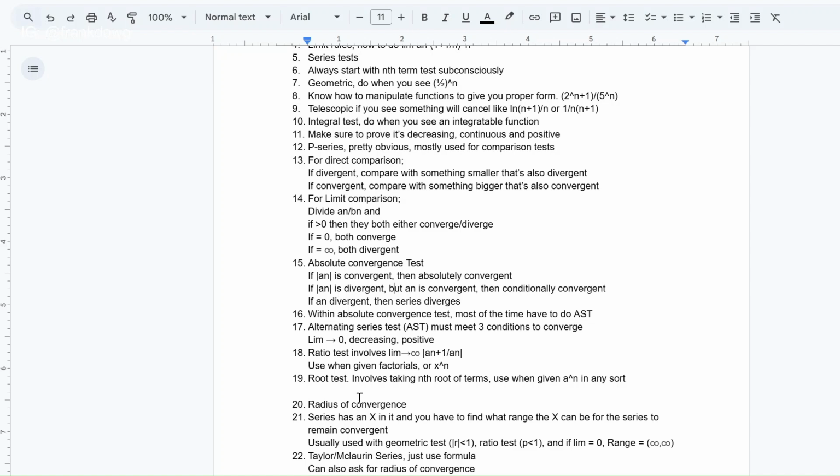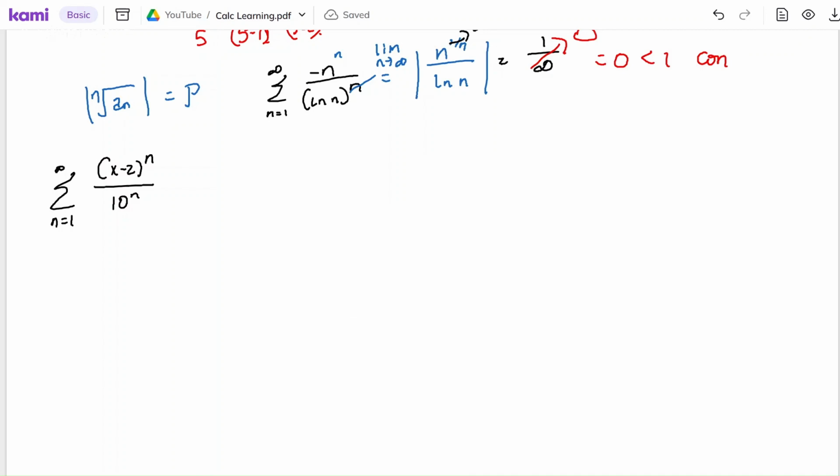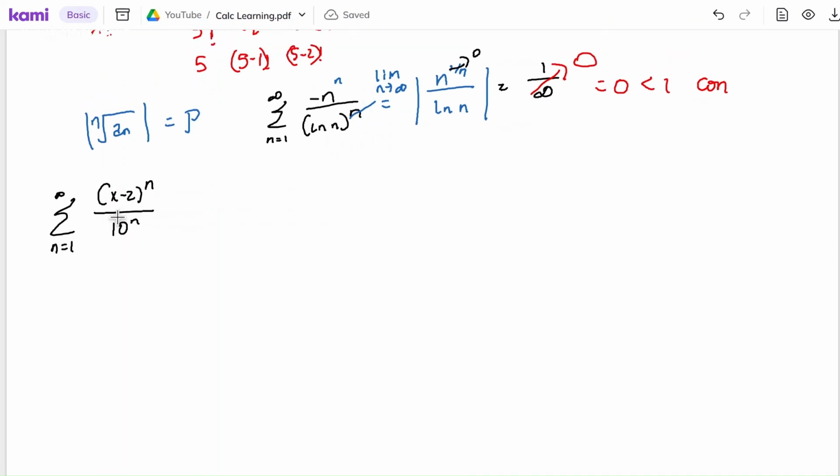I'm going to go straight into radius of convergence. So you have a series that looks like this. As you can tell, this is a geometric series with x over 2 to the 10th as the r. This doesn't look normal because you have an x here. You're asking, how do I have an x and an n? It's two variables. The x is the only variable, and you're looking for what x can be for this to still be convergent.